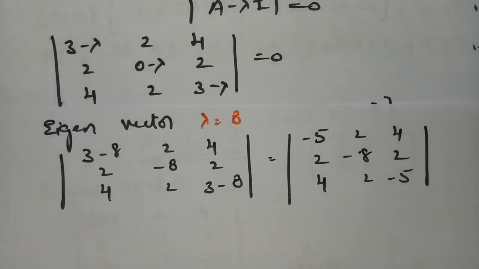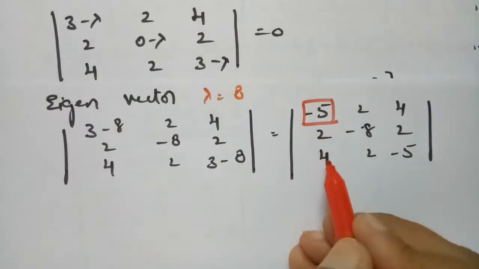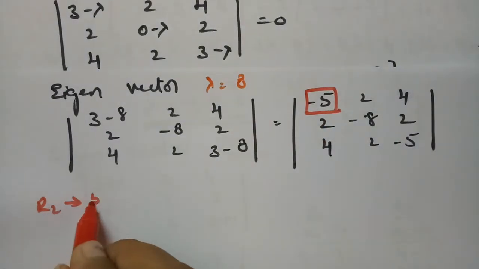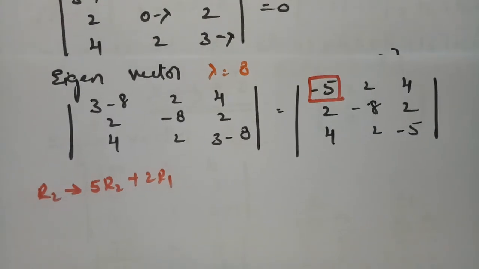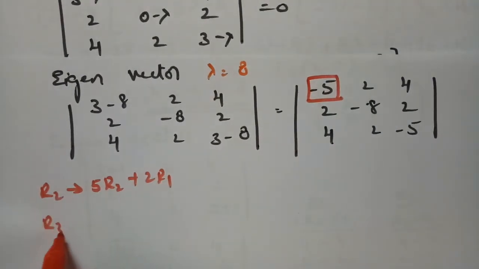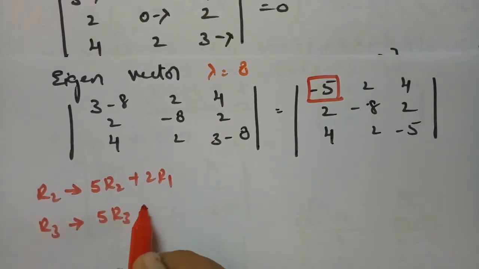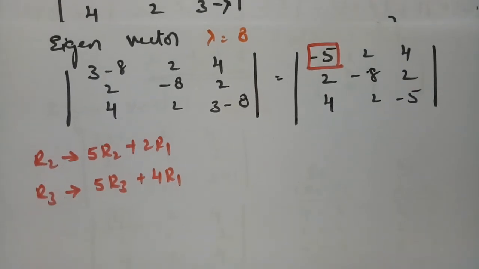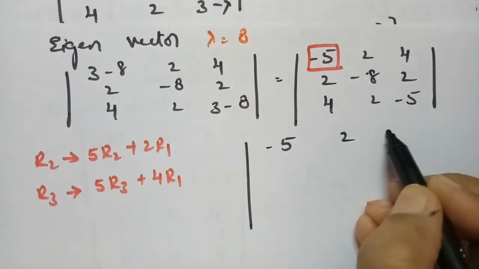After getting these values, first of all I have to choose the first diagonal element and make these two 0. For that, R2 becomes 5 R2 plus 2 R1, and for R3, in order to make it 0, I have to take 5 R3 plus 4 R1. R1 I am not disturbing, that is minus 5, 4, 2.